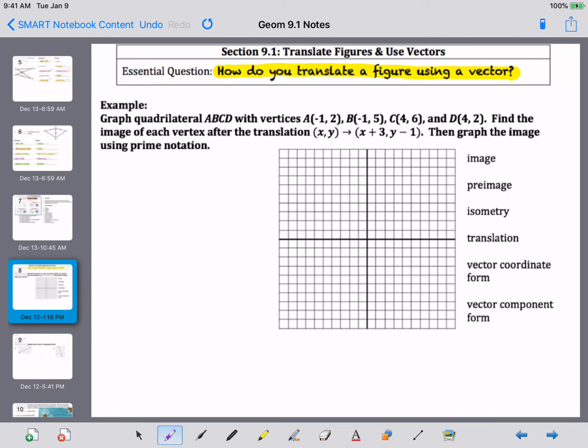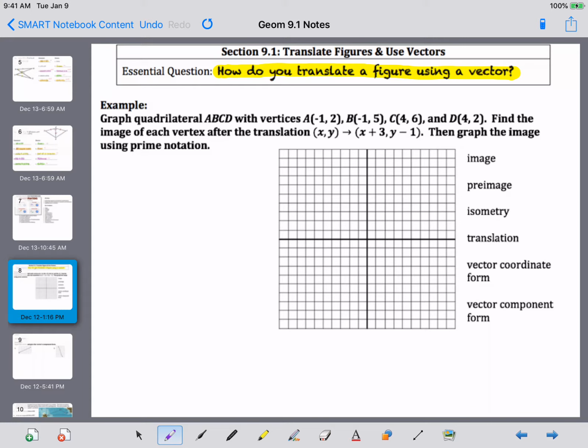So Chapter 9 starts out with translating figures and using vectors. Our essential question is, how do you translate a figure using a vector? We're going to get into what a vector looks like a little bit later in this lesson, but we're going to start with a translation. And just to put some context to that, we're going to jump right into an example.